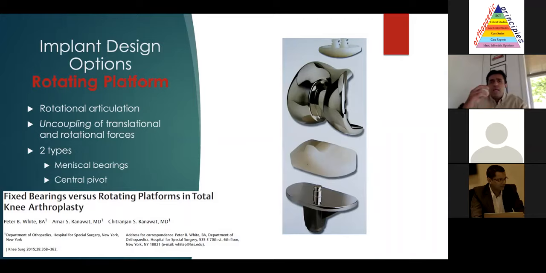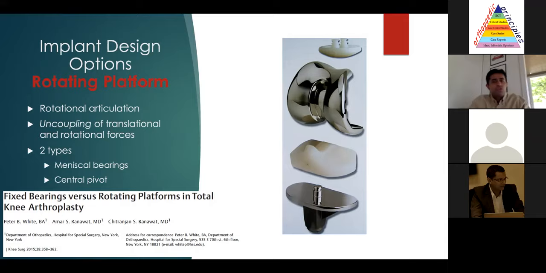What it aims to do is uncouple the translation that happens in the knee and the rotation that happens in the knee. And there are two basic types. One is the central pivot, where you have a central peg and the polyethylene rotates around that central peg. And the second type are meniscal bearings. We've often seen this in a Biomet Zimmer Oxford type of unicondylar knee arthroplasty, where the bearing is a mobile bearing. It's almost like a medial meniscus and it translates, rotates, and it uncouples those forces.